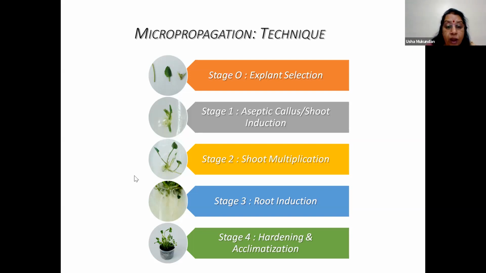Now here you have just one, but you want to mass propagate. So you want this to be multiplied, or you want it to proliferate. Stage 2 is the proliferation stage, that is shoot multiplication. You can repeat this stage depending upon how many plantlets you want at the end of the entire micropropagation period. So this stage 2 can be repeated at intervals so that you get a large number of plantlets.